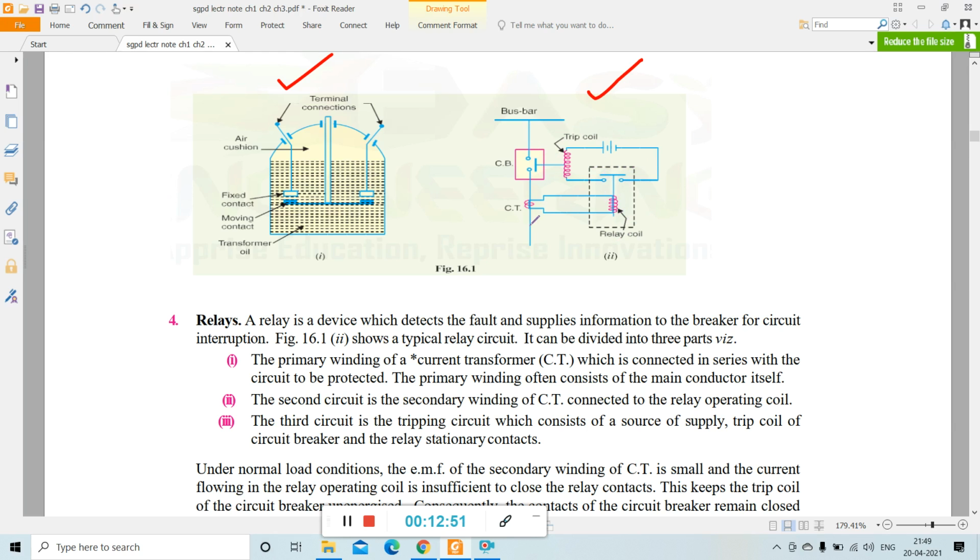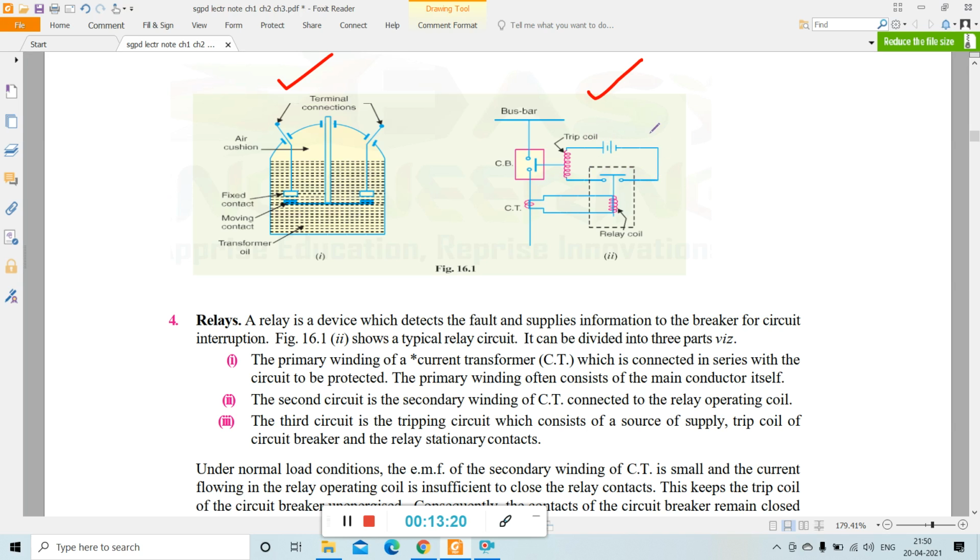But when fault current flows in this feeder or in this line, then the EMF induced in the secondary of the CT or relay coil is sufficient to energize this relay coil. Okay, so once this relay coil is energized, it will pull down this moving contact. Once it pulls down this moving contact, then this circuit is closed. This trip circuit is closed.